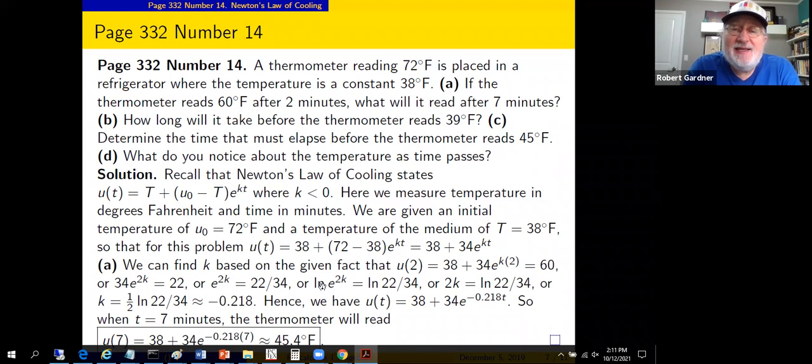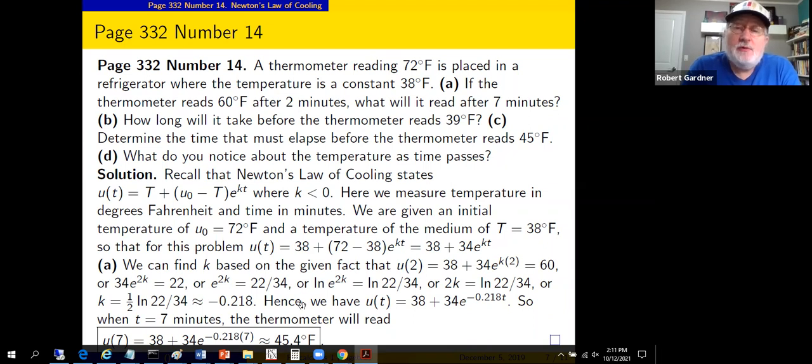The log and the E disappear. Composition of inverse functions, leaving us just with the exponent, 2K. Right-hand side has become natural log of 22 over 34. So we could simplify that if you like. We're trying to solve for K. So we'll simply divide both sides by 2 and get K as 1/2 natural log of 22 over 34. I asked the calculator and it tells me to 3 decimal places. That's negative 0.218. So there's K.